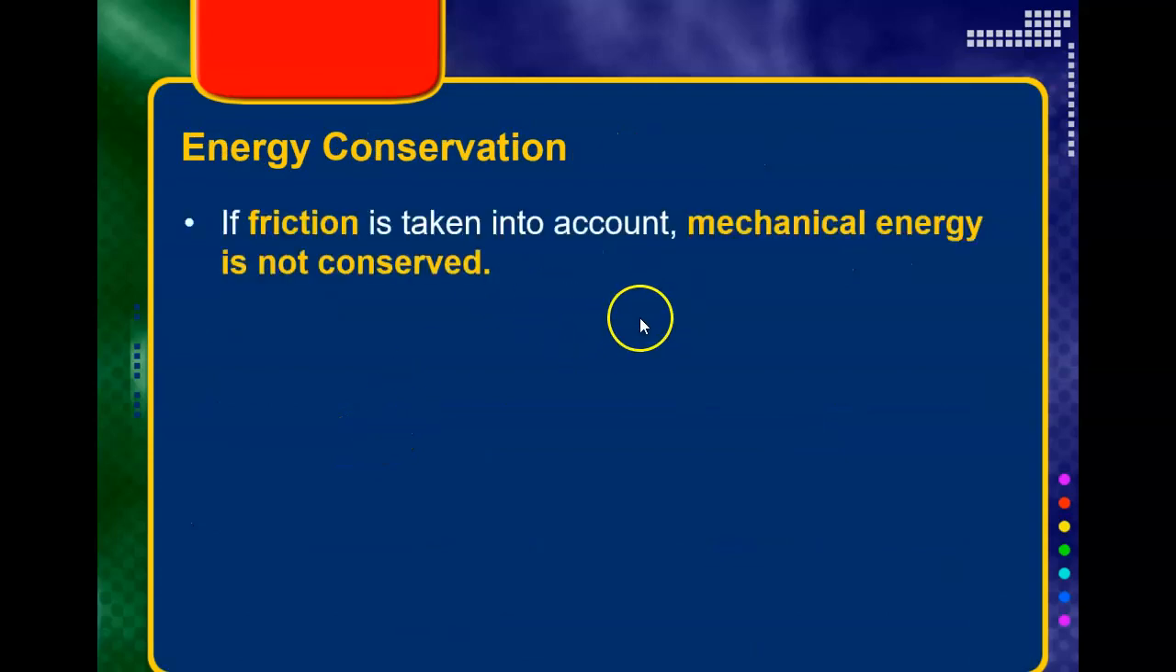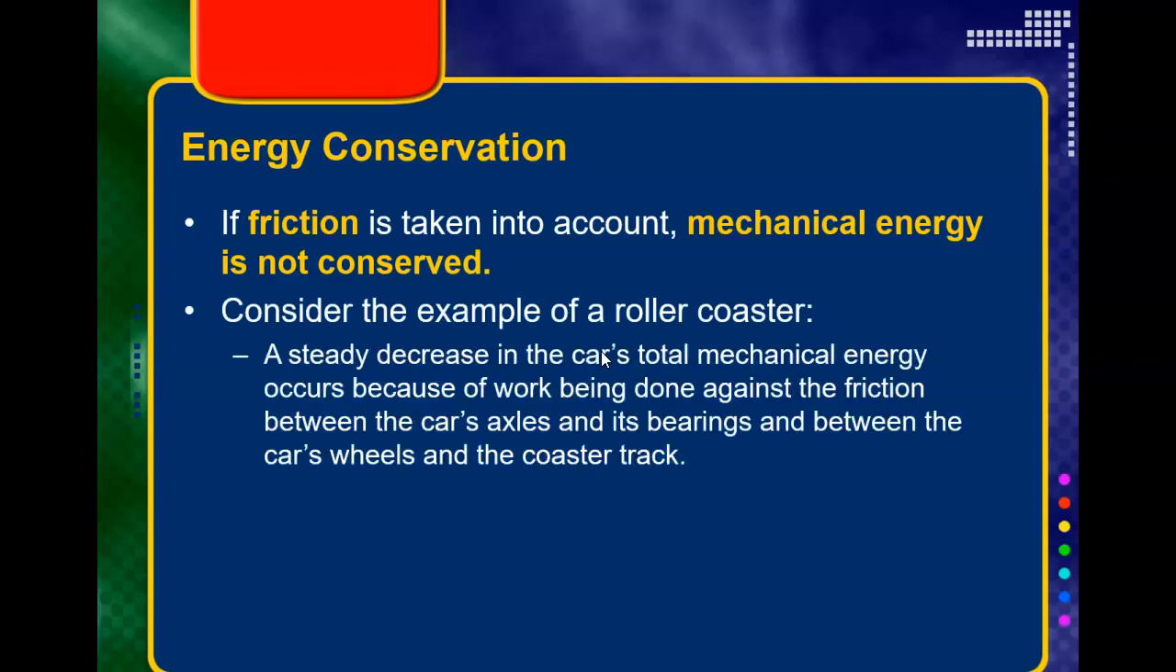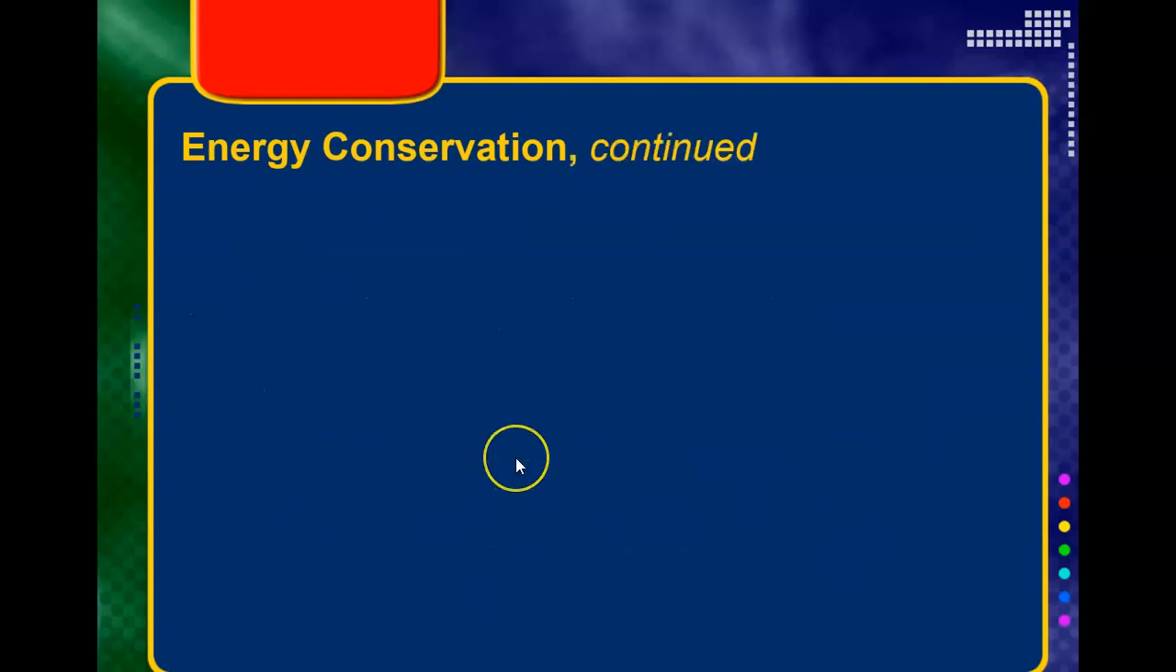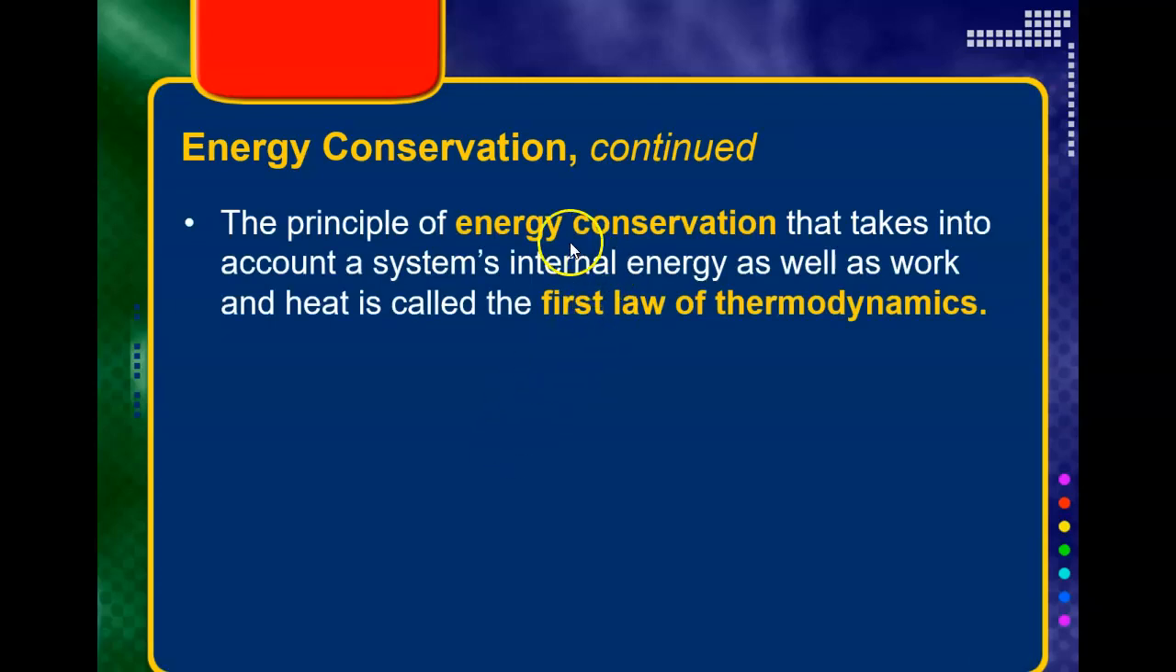Okay, so if friction is taken into account, mechanical energy isn't conserved. So if we look at this, you decrease the car's energy as you go down because of friction. Okay, but the total energy of the whole system is consistent. It just changes into different forms. So the principle of energy conservation, that energy isn't really lost or gained, it just changes forms, is what takes into account what's called the first law of thermodynamics.